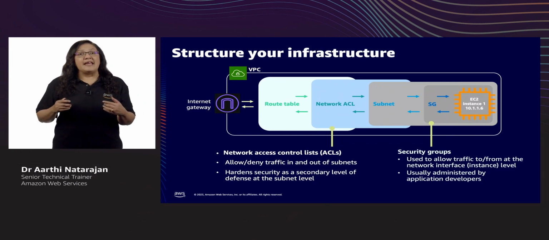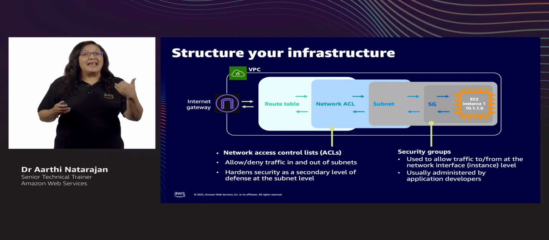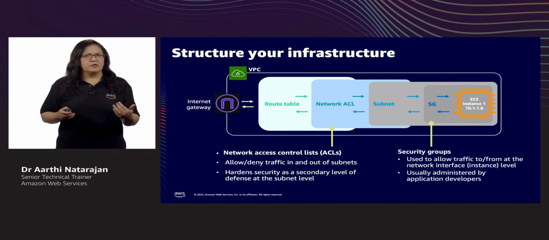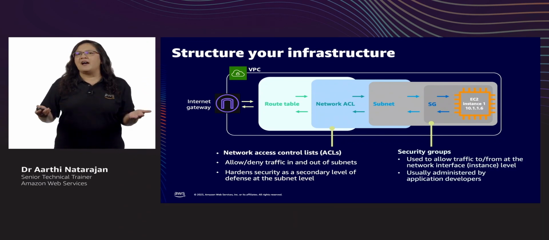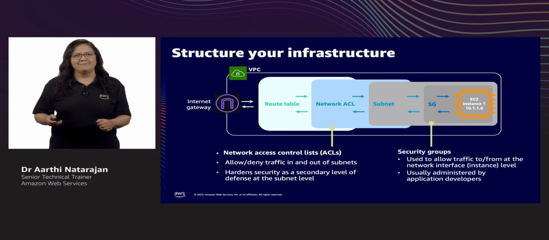Next, wrapping around the EC2 instance is the security group, which acts as a stateful packet filter or firewall controlling the inbound and outbound traffic at the instance level. By default, all traffic inbound is blocked, while all traffic outbound is allowed. Lastly, on your EC2 instance itself, you can install your own firewall and protection software.